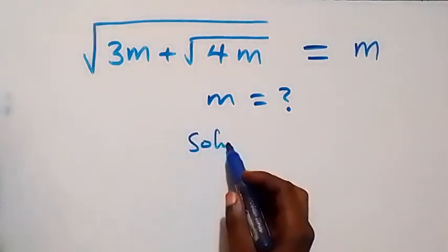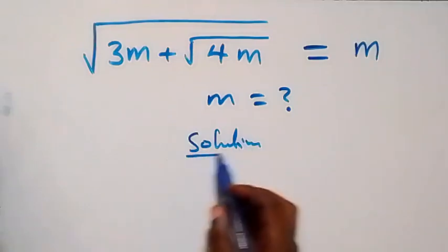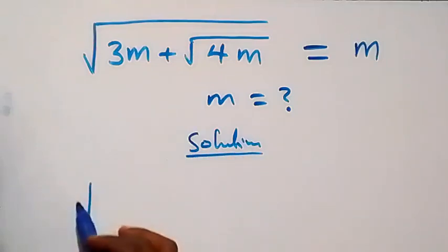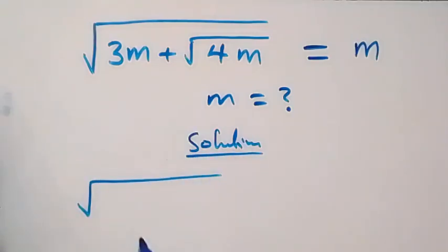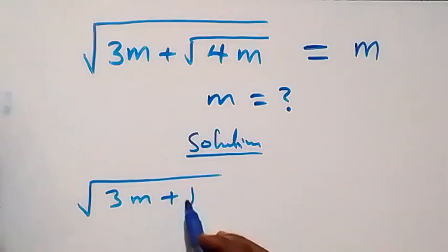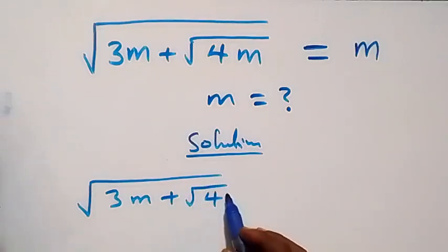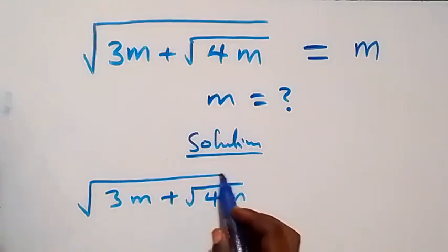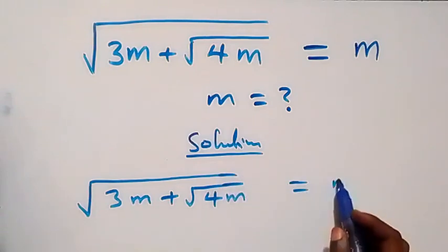Solution from here, from what is given here, which is square root of 3m plus, inside that as well, we have root 4m, now equals to m on this side.